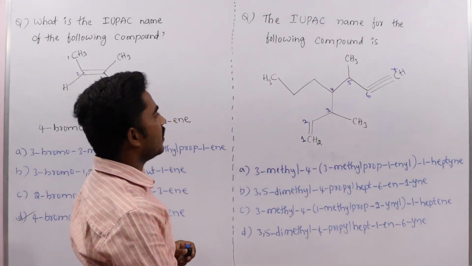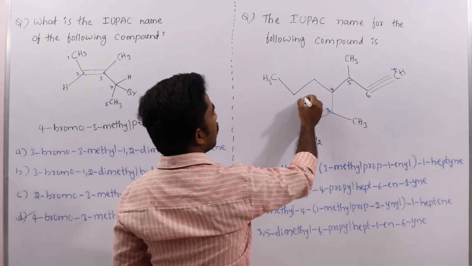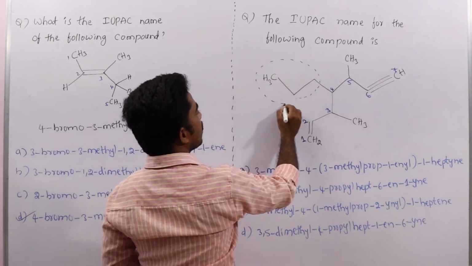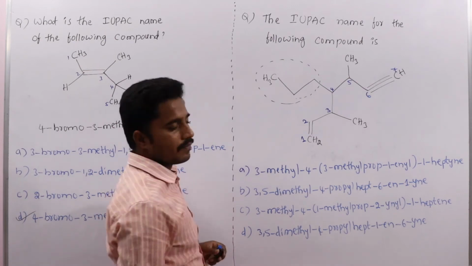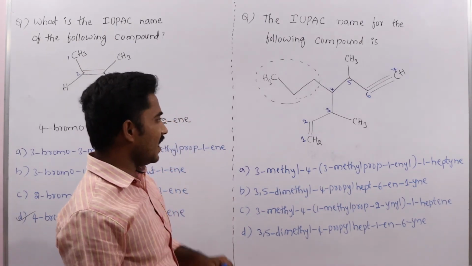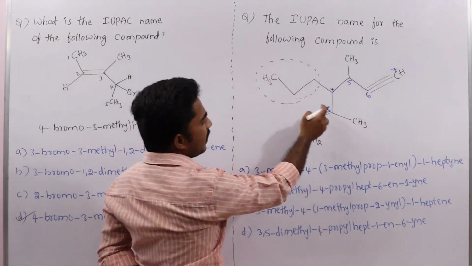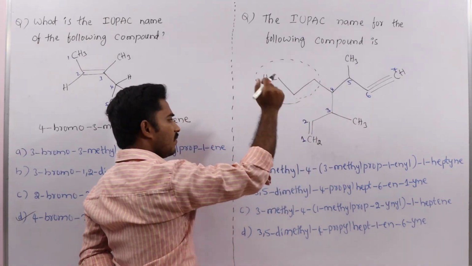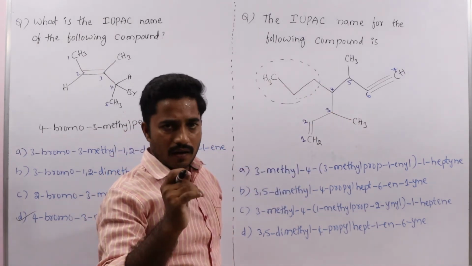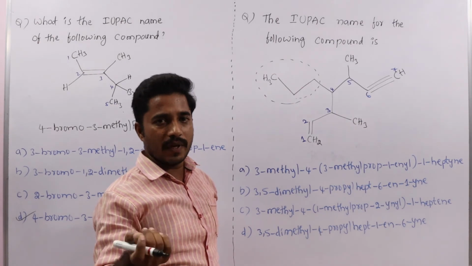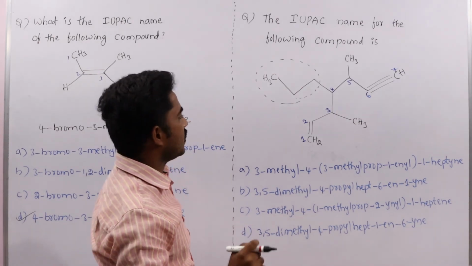At third position one methyl substituent is there, and also at fifth position one methyl substituent, and at fourth position one propyl substituent is there. 1 2 3, that is propyl. So let us write the name here. Here propyl, here 2 methyls. Which one will come first in the alphabetical order? Methyl, M N O P. M will come first.